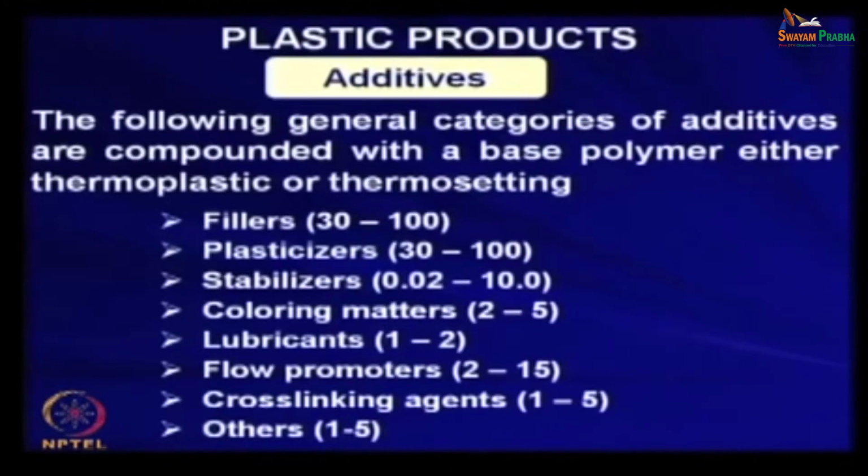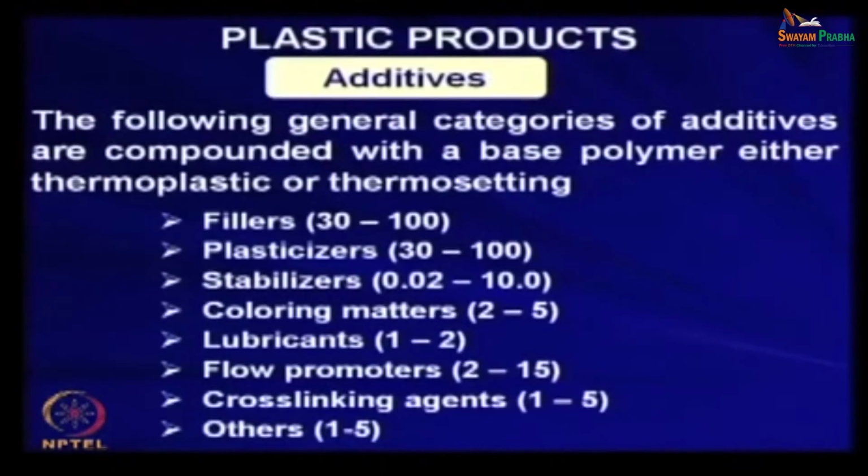Now, what are those additives? Today let us concentrate on the plastic products. Products would be of plastic nature, plastic products, fiber products, rubber products, surface coatings. So, products may be of different types, and in each case the ingredients used for making those products are different.